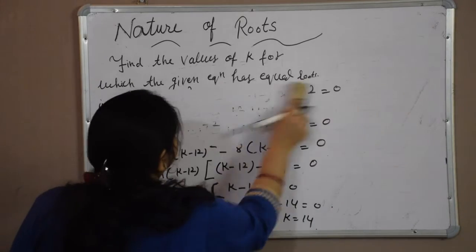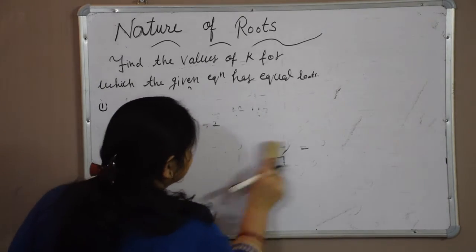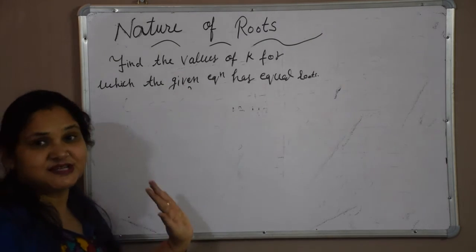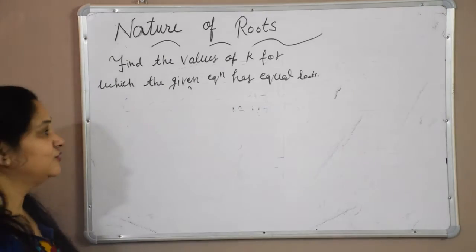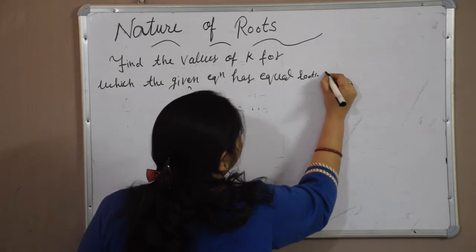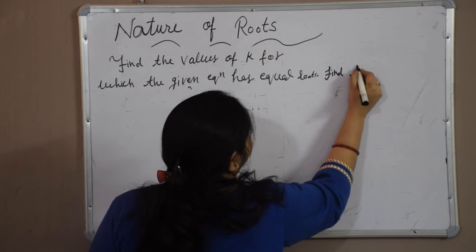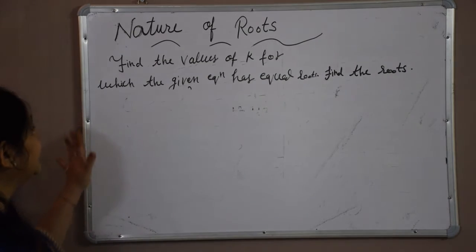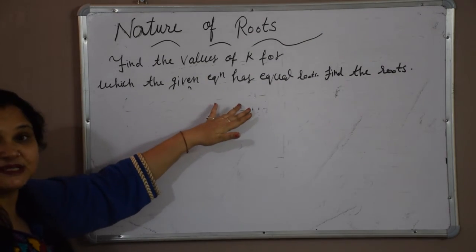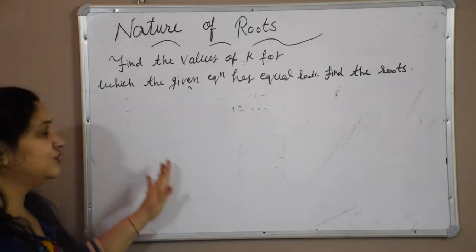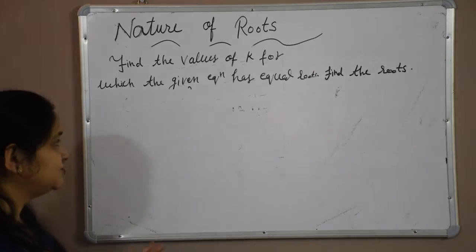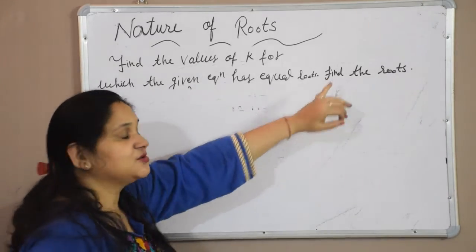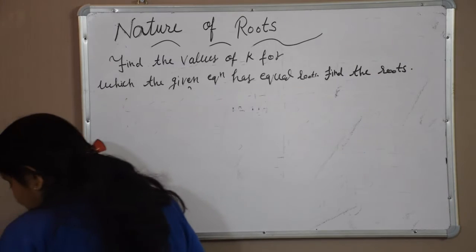Now I am taking one more question: find the values of k for which the given equation has equal roots. So first we will find the value of k, and then they are saying find the roots also. In this manner also questions can be asked. Till here we have to follow the previous method as it is. There is no change. But after finding the value of k, we have to find the roots also. See one example of this type of question.